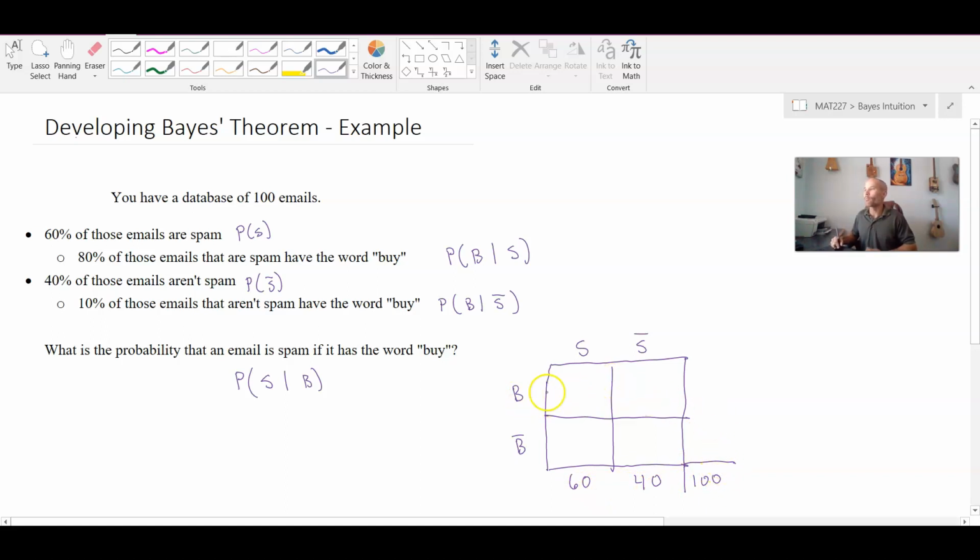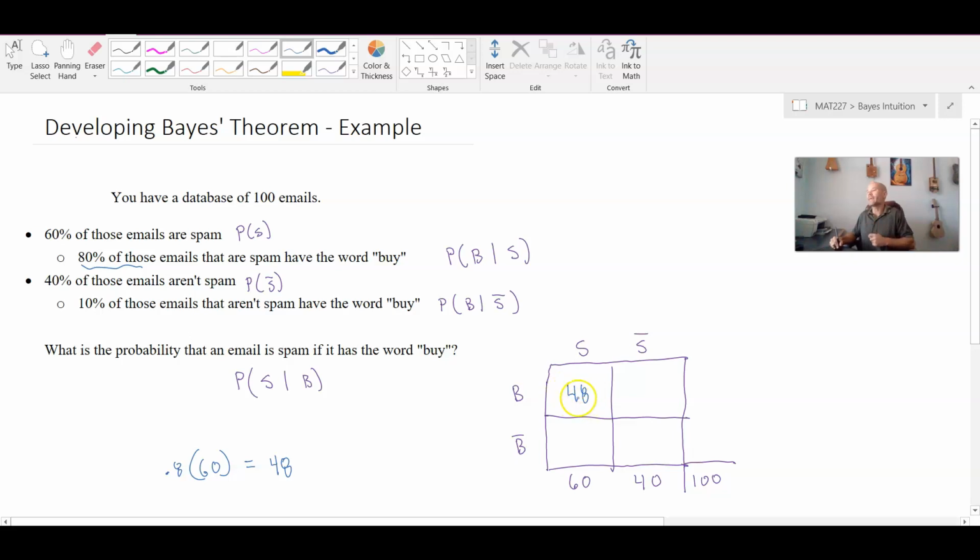Now we don't know what percentage of emails have buy in it, and we don't know what percentage of emails do not have buy in it. But we know that of all the emails that are spam, out of all 60 of these, 80% have the word buy in it. So of these 60, 80% of those have the word buy in it. So that's 8 times 6, that's going to be 48, or 48%. Okay, so that's the 48 that go here.